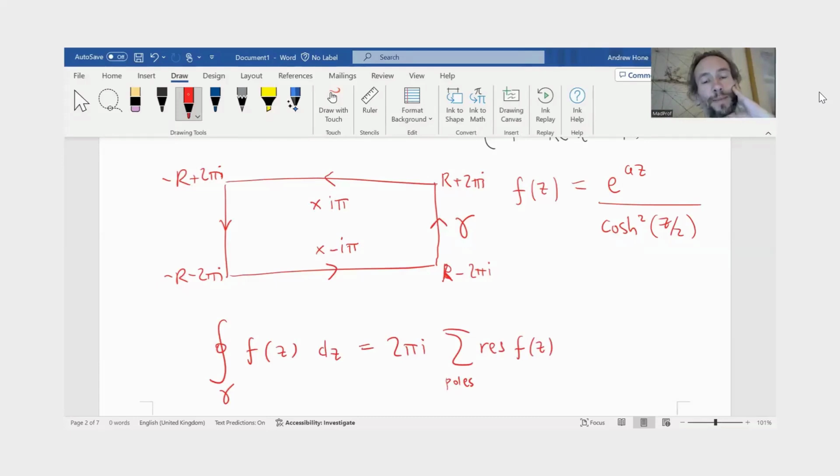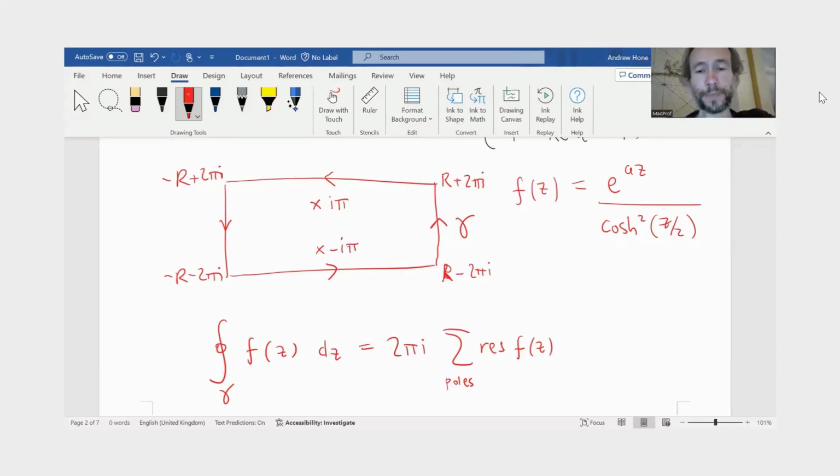So if we break this down, this function is an example of what's called a meromorphic function. It's differentiable everywhere inside this rectangle and on the rectangle, except at those two points, i pi and minus i pi, where it has poles. And as I said, it has double poles. I'll show you more clearly in a minute why we can see that.